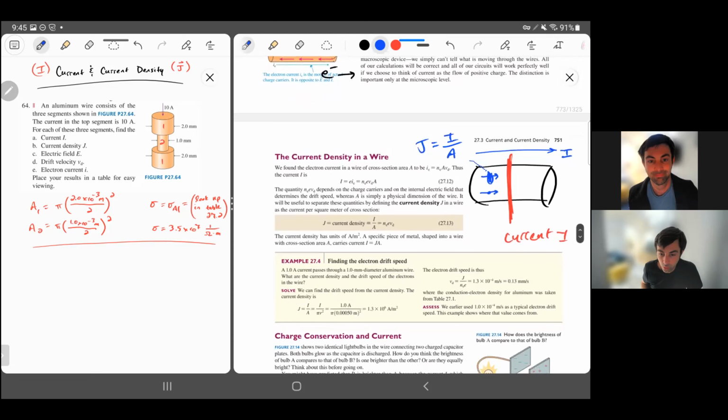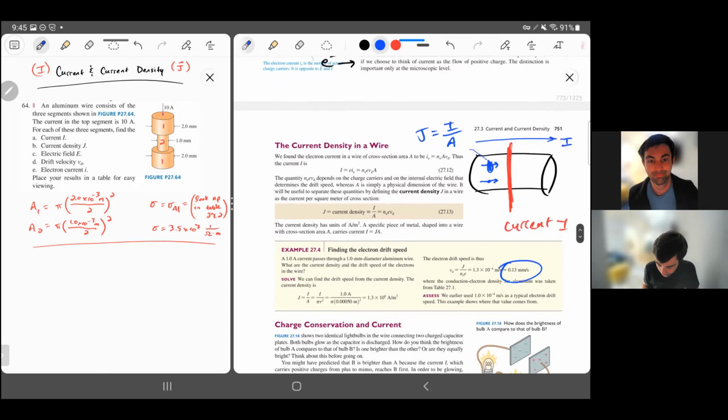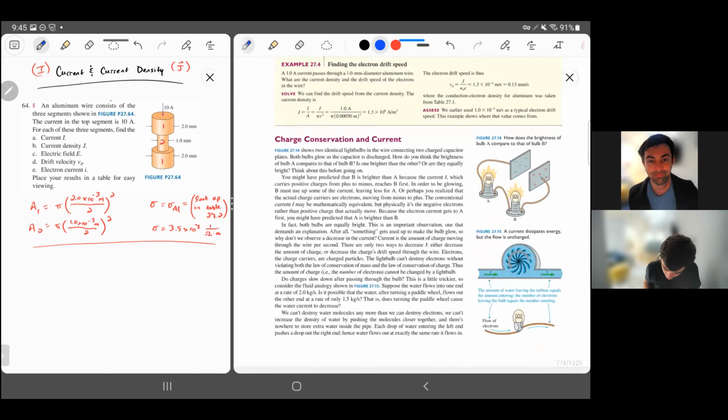So this formula is just like solving for drift velocity, assuming we knew everything else. So if you knew the current density and the number density of charge carriers, then you could solve for v sub D. And again, you get a really small value. Okay, current.